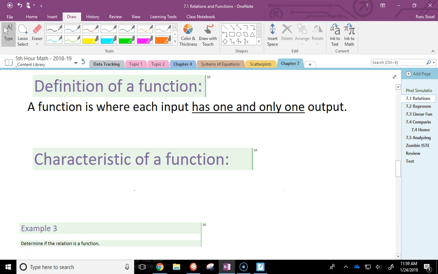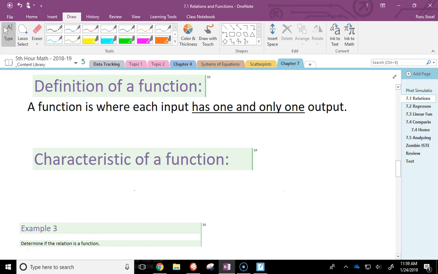So, in order for me to say something is a function, it needs to have one input go to one output. I can have two inputs go to the same output, but the input can only have one answer. Only one answer.